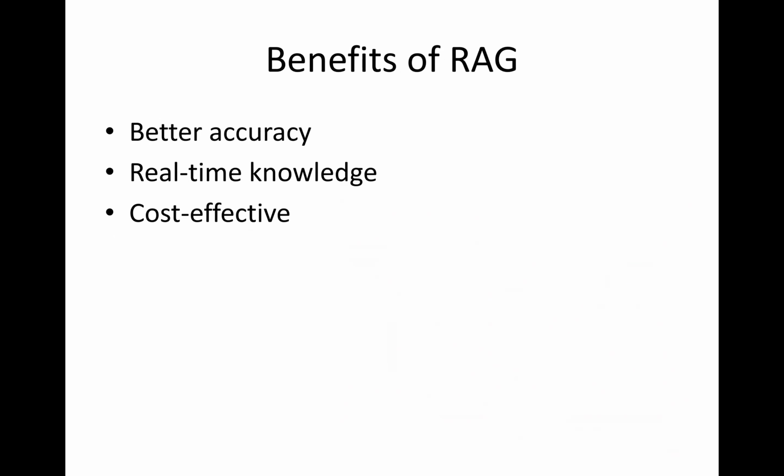So what are the benefits of RAG? Basically, it gives better accuracy in terms of information retrieval as compared to an LLM, because the LLM only works on the training data. RAG works on real knowledge, where dynamic information comes into the picture, as compared to the LLM, which only works on static data. And RAG is cost effective, because LLM models are more costly as compared to RAG.